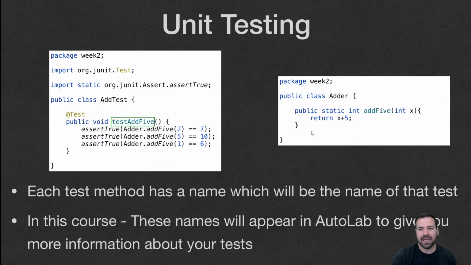I'm going to call this testAdd5 because I'm testing the add5 method. And actually I'm going to have a few tests here. These will appear in Autolab. Autolab will give you feedback based on individual tests. It'll tell you which tests performed well or not.